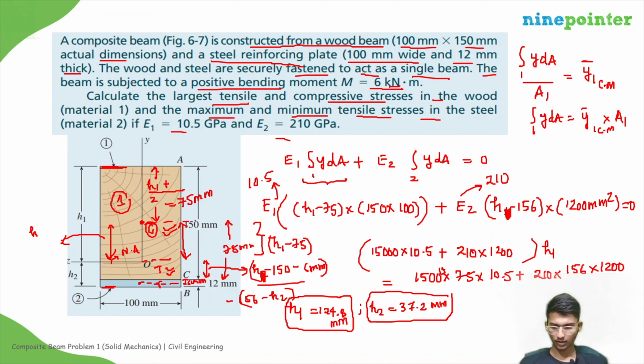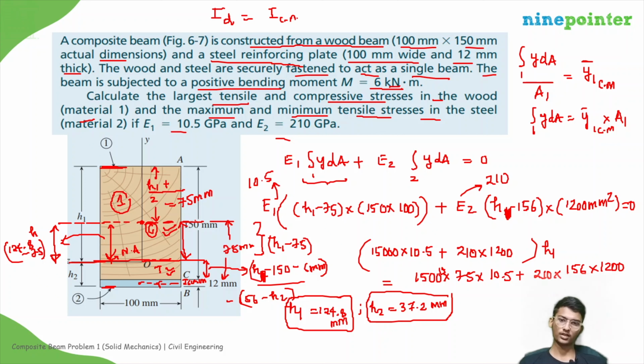So the center of mass of material 1 is over here. So the distance is this one. This distance is h1 minus 75, right? So h1 we got as 124.8 minus 75. Okay. So we need to find the value about this position. So we can write I at any position, D will be given by I about the center of mass plus the area of the material into that D squared.